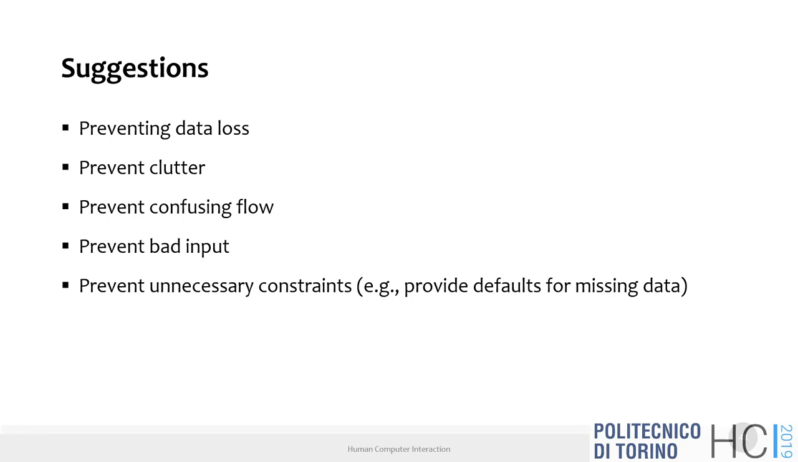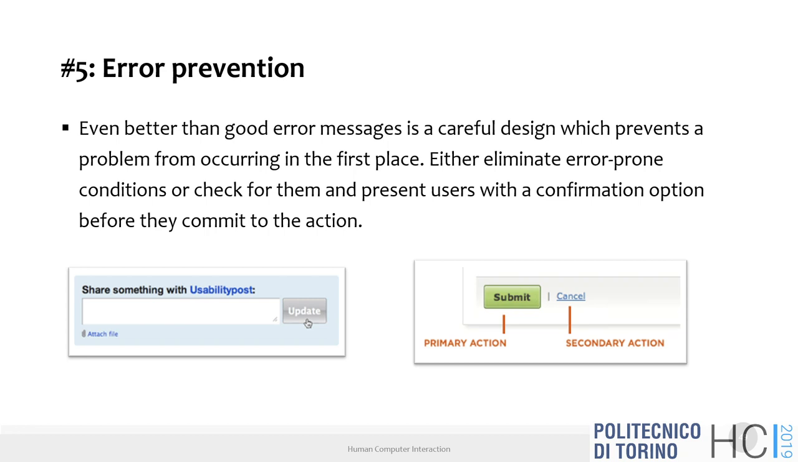And if possible, remove constraints. So we saw that something should be put here, and if you don't put anything, the system will not go forward. But can we do better? Can we give a default value so that we are not even forcing the user to type something if the default is good for them? So pre-selecting some sensible value, and then the user is free to change it, but if not, something good happens anyway.